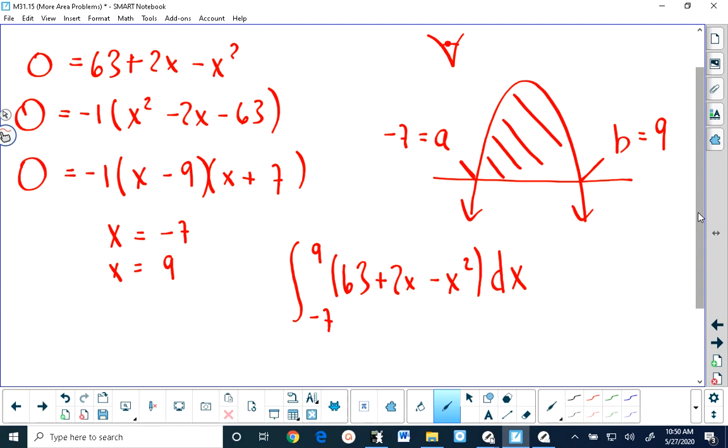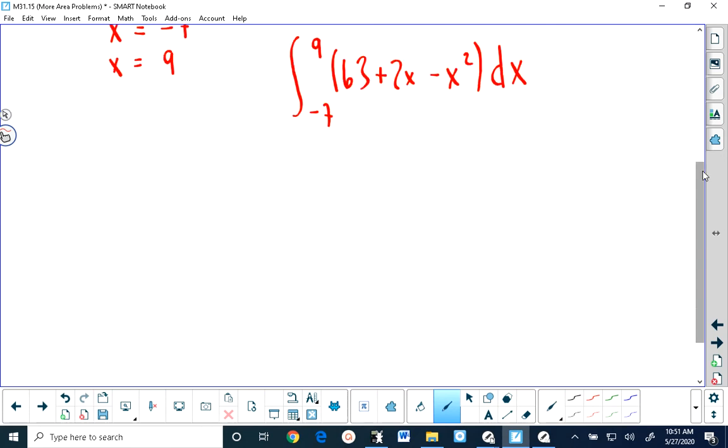I don't think you want to break this into pieces. You could figure out what the x-coordinate is in the middle and find one of these areas and then double it, but you're still going to probably have to do just as much work. I think the x-coordinate in the middle will be 1, because to go from 1 to 9 is 8, and to go from -7 to 1 is 8. So I suppose you could do the integral from 1 to 9 and double it, thereby avoiding any negative values of x. I'm not going to do that.